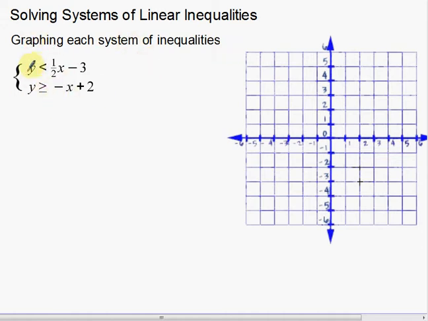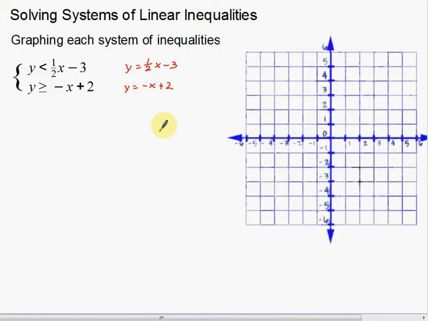So here are my two inequalities. Y is less than 1/2 x minus 3. And y is greater than or equal to negative x plus 2. So what I'm going to do is take these two equations. The first thing I need to do is graph them, graph them as if they are normal equations. Graph it as if it's y equals 1/2 x minus 3 and also y equals negative x plus 2. Graph it almost as if it's a regular equation.